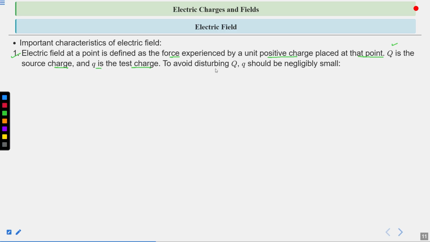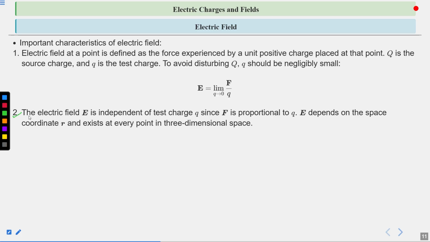To avoid disturbing the source charge, the test charge small q should be negligibly small. So in that case, the electric field is equal to the limit q tends to 0 of F by q. So it is very important: F is equal to qE.